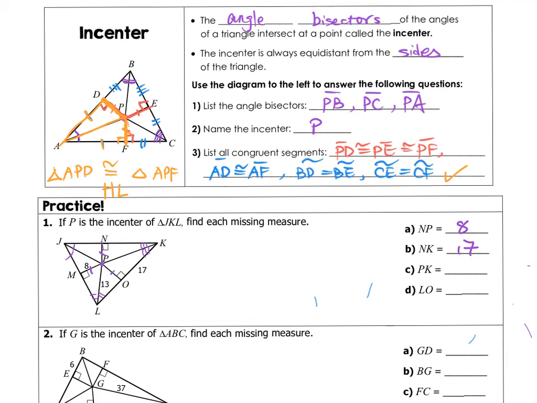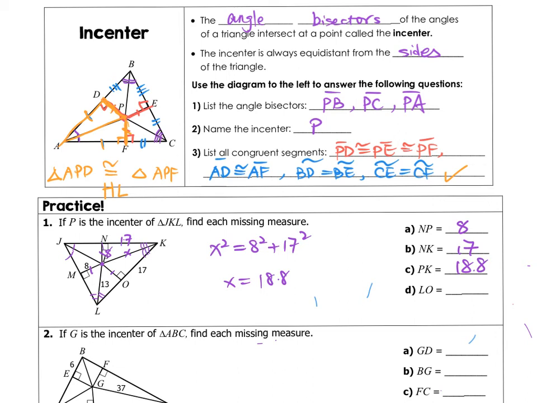PK is right in the middle, so PK is a little bit more complicated. We have to use the Pythagorean Theorem because we already know MP equals 8 and NK equals 17. If we call PK x, and notice PK is the opposite of the 90 degrees, so PK is my hypotenuse. So x squared should be 8 squared plus 17 squared, and x should be about 18.8.